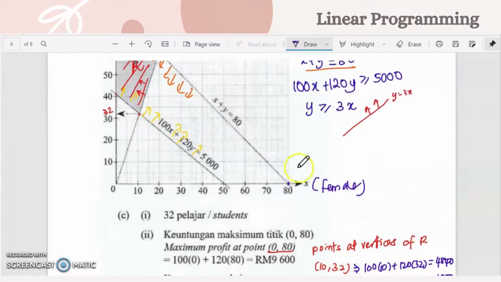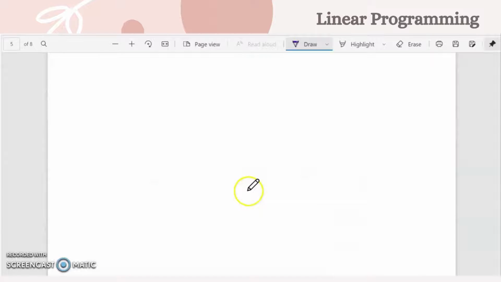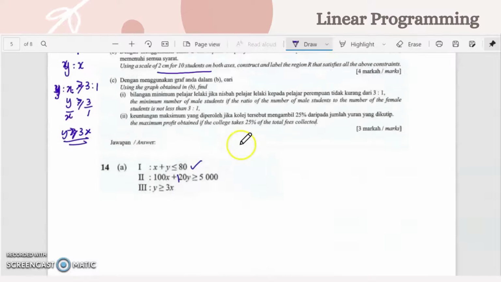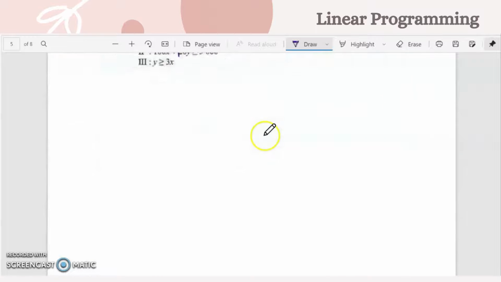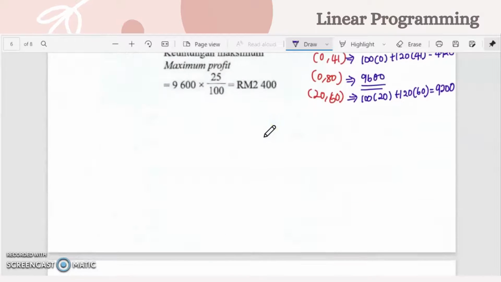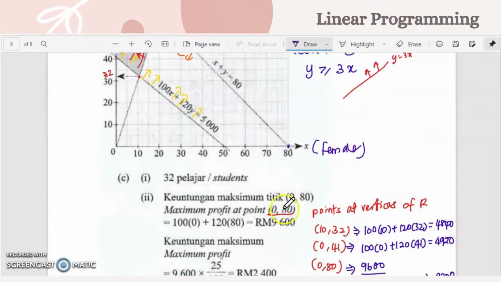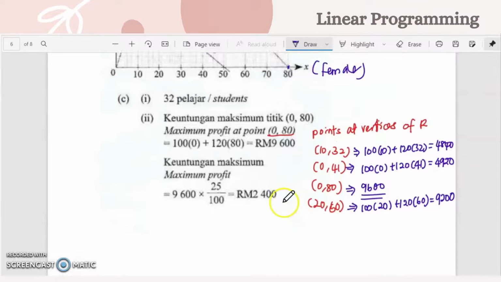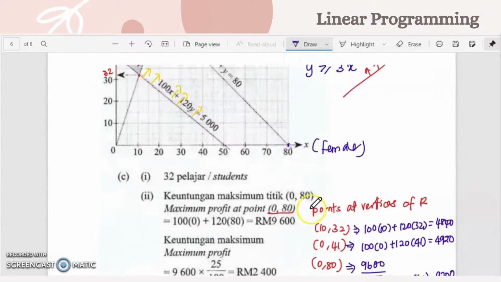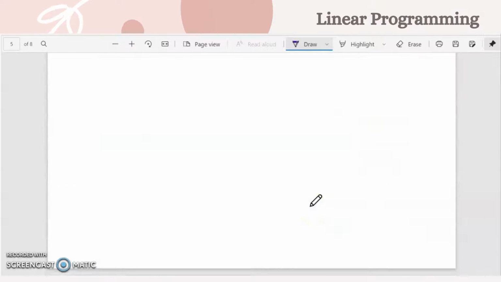Okay, so means that kat sini dia akan ambil profit daripada total fee tadi, which is 25%. So kita find 25% daripada total fee yang kita ambil, which is 9,600. So the profit yang dia akan dapat ialah 2,400. Okay. So that is all about question linear programming for question number 14.